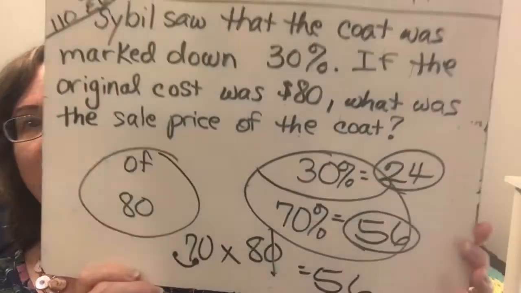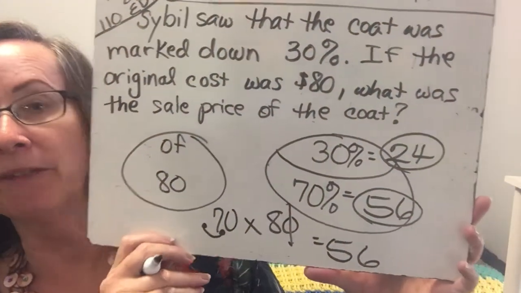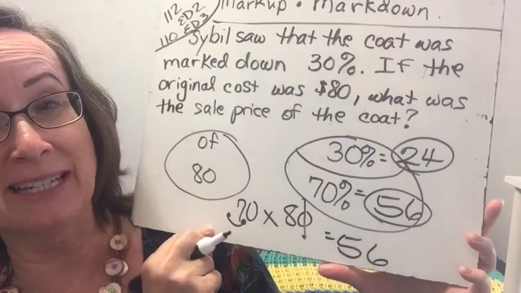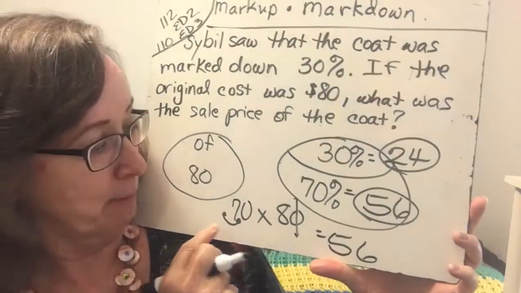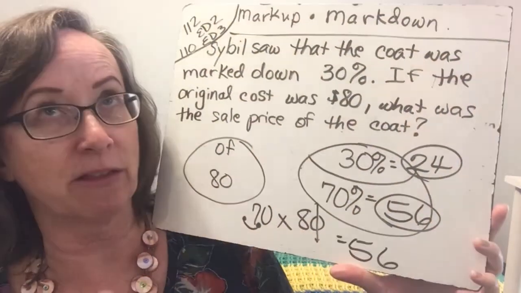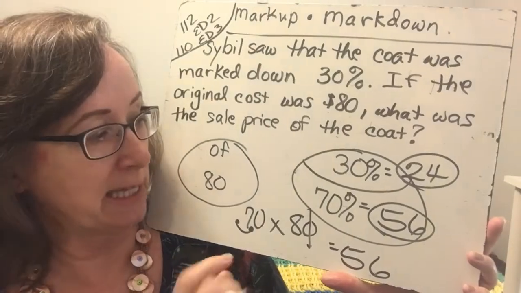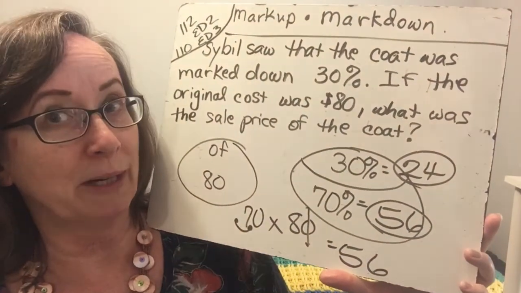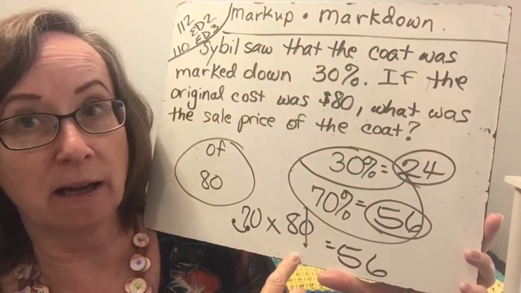So here's your work there. Now if I was going to do that without the diagram, then I simply would have done this down here. I said, okay, 30% is what she's taking off, so she's going to pay the 70% of the 80.